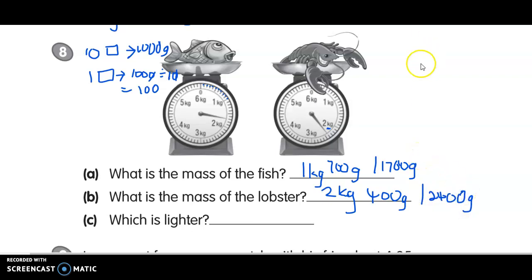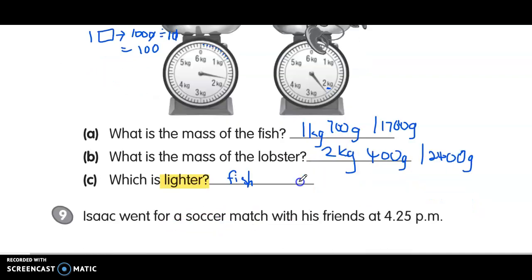Now, next question. Which is lighter? Look at these two. It's very obvious. This is 1 kg. This is 2 kg. The fish is lighter. Okay, let's move on to the next question.